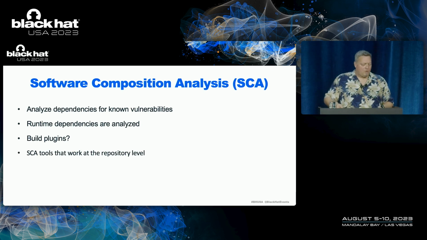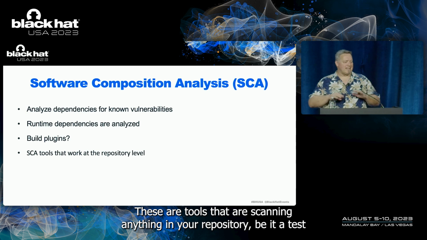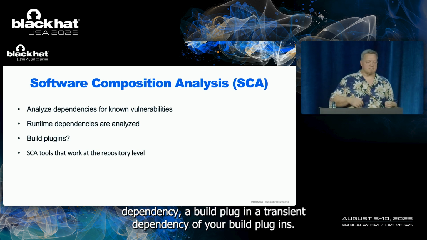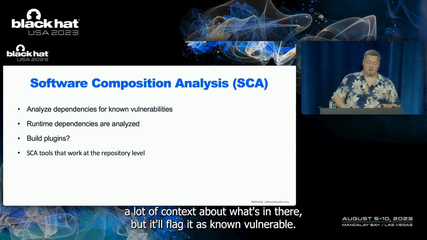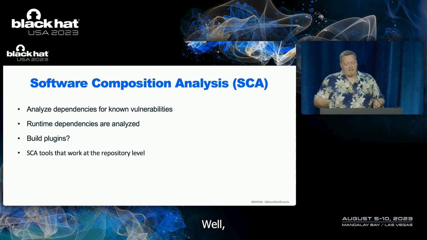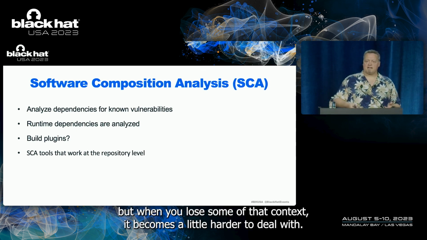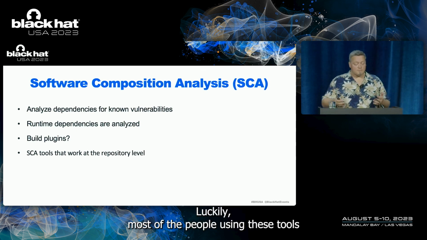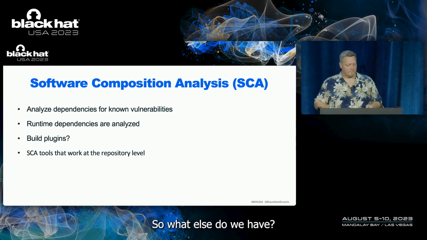Well, we've got SCA tools that work at the entire repository level. These are tools that are going to scan anything in your repository, be it a test dependency, a build plugin, a transitive dependency of your build plugins, and it's likely not going to have a lot of context about what's in there. But it'll flag it as known vulnerable. Well, this is useful, but when you lose some of that context, it becomes a little harder to deal with. Luckily, for most of the people using these tools, it's part of a layered defense that they have. So what else do we have?